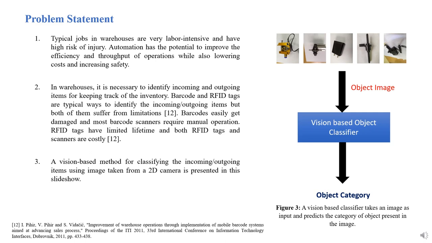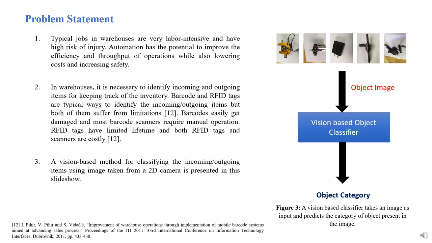Typical jobs in warehouses are very labor intensive and have high risk of injury. Automation has the potential to improve the efficiency and throughput of operations, while also lowering cost and increasing safety. In warehouse, it is necessary to identify incoming and outgoing items for keeping track of the inventory.